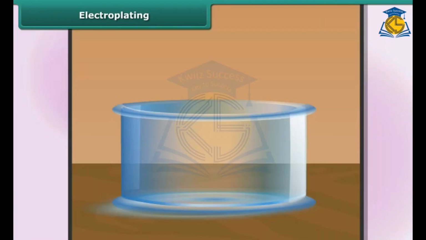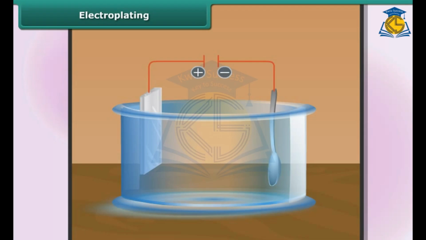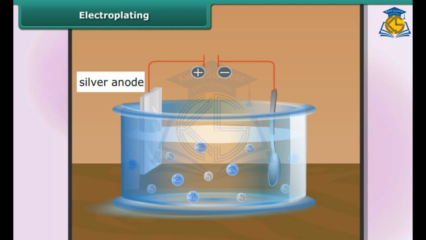A steel object, for example a spoon, is connected to the negative terminal of current source. The positive terminal is connected to the bar of the metal, for example pure silver. Thus the spoon acts as the cathode in the electrolysis, while the bar of the metal acts as the anode. The electrolyte is a solution of salt that contains the ion of the anode metal, for example silver nitrate.